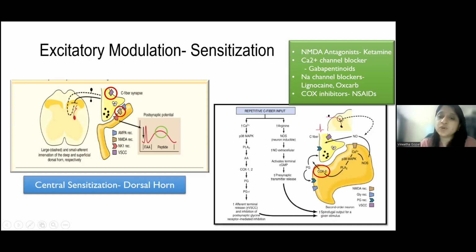This is why I told you that understanding where the problem is will help us decide which drug we can start, which drug will help the patient. That is why understanding physiology or pathophysiology is very important. Otherwise, we'll just be blindly beating around the bush.